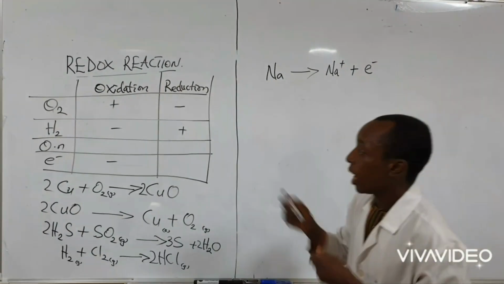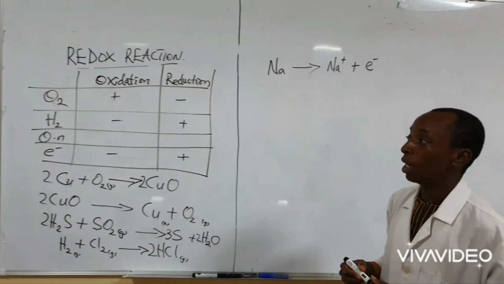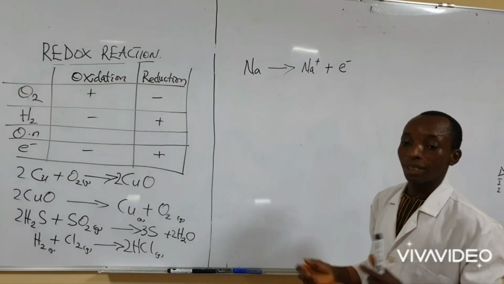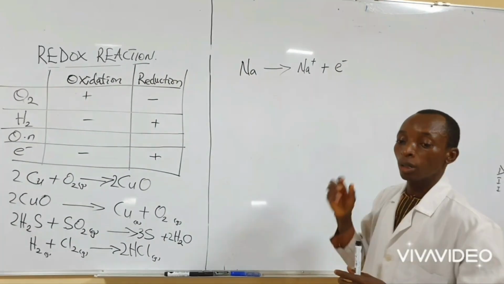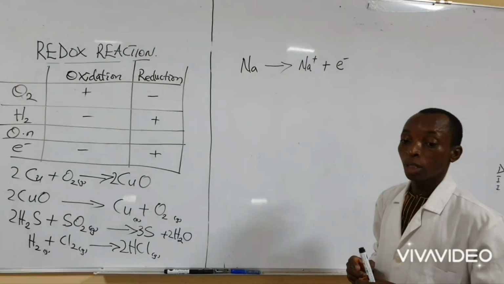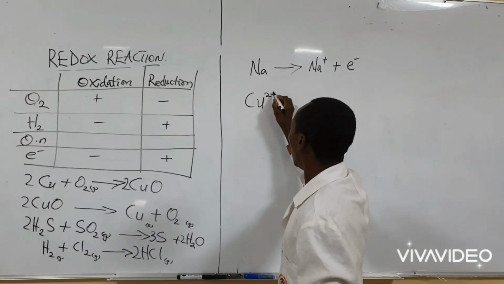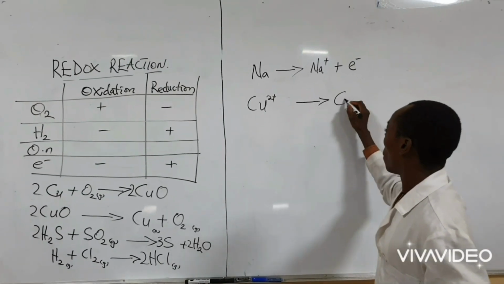Yes, on the other hand, acceptance or gain of electron is what we call reduction. So I can have an equation like this, maybe copper(II) ion, to give me copper atom.